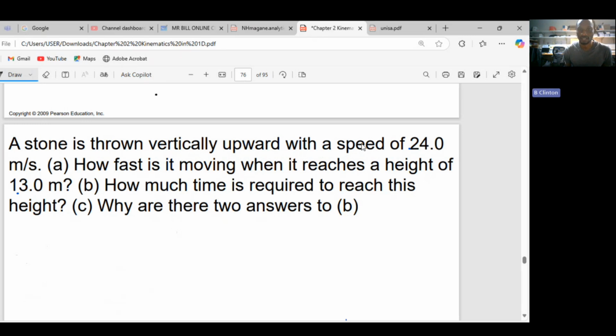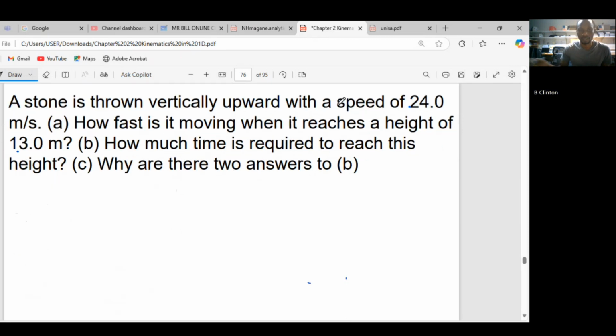A stone is thrown vertically upward with a speed of 24.0 meters per second. First question, A: how fast is it moving when it reaches a height of 13.0 meters? B: how much time is required to reach this height? C: why are there two answers to B? So let's just give an illustration.